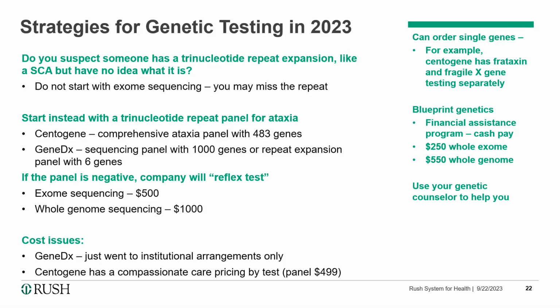GeneDx also has a sequencing panel with 1,000 genes, or a more limited repeat expansion panel with 6 genes, so you could consider either of those panels. There are other companies that also have panels. If the panel is run and it's negative, many of the companies will reflex test or go on to exome or whole genome sequencing for you. If the patient uses one of these special programs, you can get the cost down to about $500 for exome sequencing or $1,000 for whole genome sequencing.